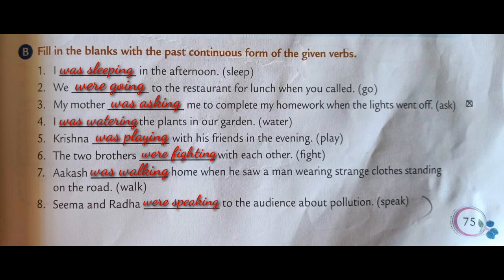Here, the given verb is walk. Walk changed to was walking because Akash is a singular subject. So we are using was walking. Eighth one, Seema and Radha were speaking to the audience about pollution. Here the given verb is speak. Speak changed to were speaking. Then Seema and Radha are plural subject. So we are using were speaking.